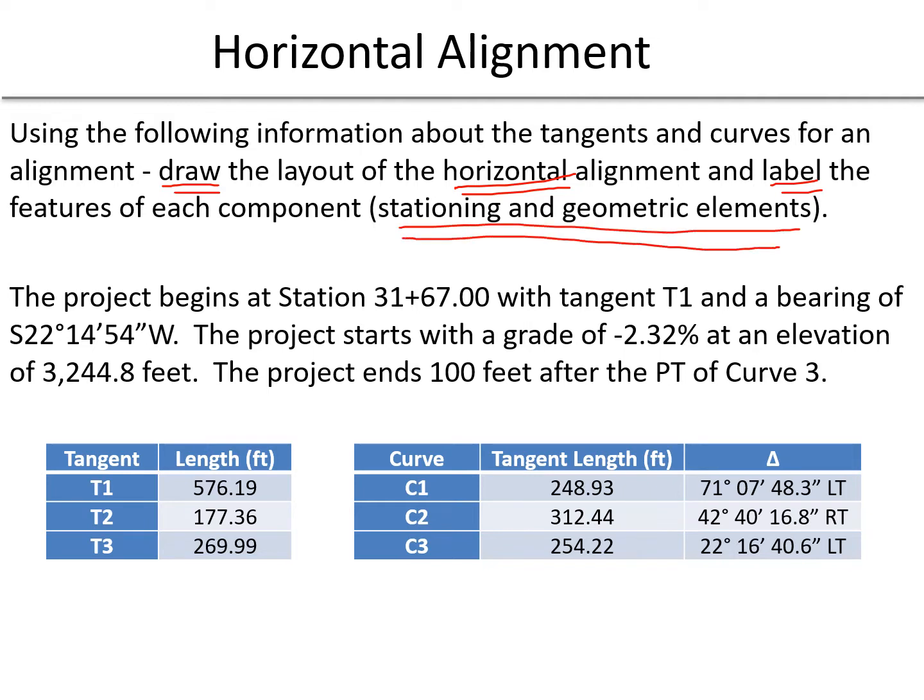We're told that the project begins at station 31 plus 67 with tangent T1. So that's in this table here, with a bearing of south, 22 degrees, 14 minutes, 54 seconds west. The project starts with a grade of negative 2.32% at an elevation of 3,244.8 feet. Now we're only asked for horizontal information here, so this is really kind of just a distraction. So we really want to just cross through this vertical alignment information. It has nothing to do with horizontal alignment.